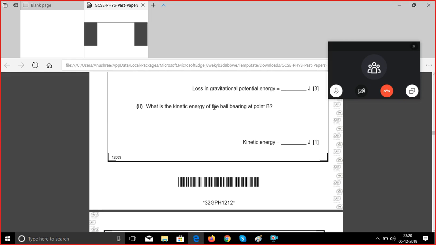Kinetic energy of the ball bearing at point B. So kinetic energy is equal to the gravitational potential energy.